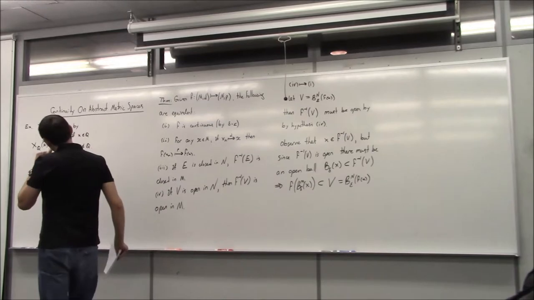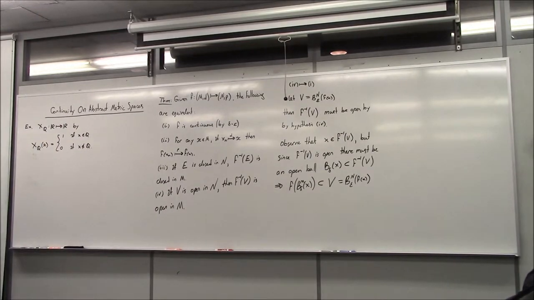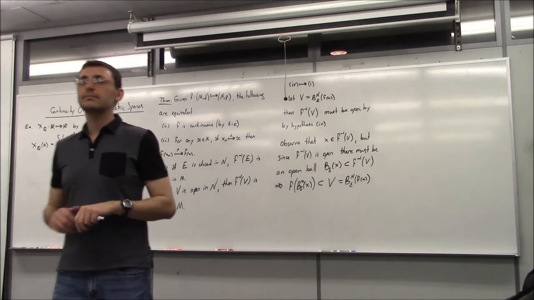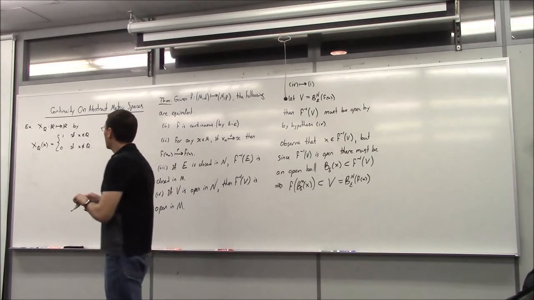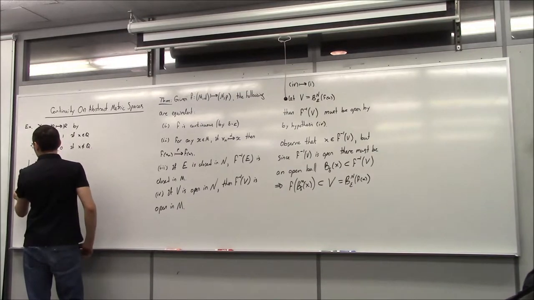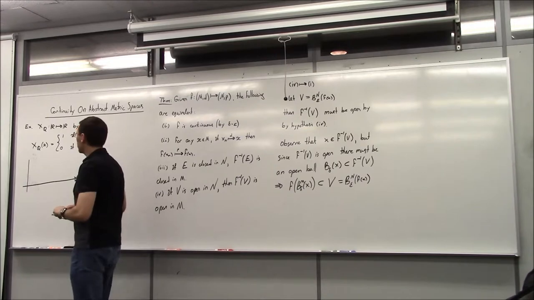So, is this function continuous or not? Or at which points is the function not continuous? We can imagine drawing this function. If we draw this function, how would it look?